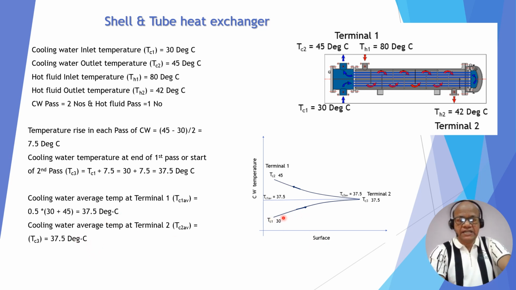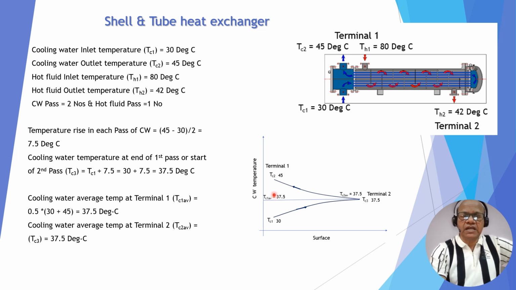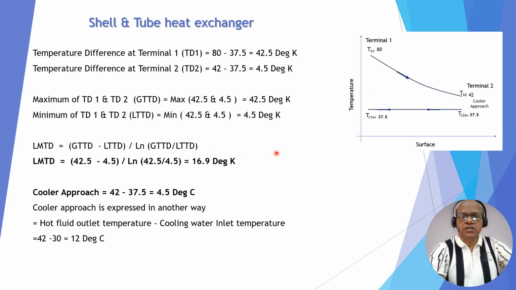You can look at the temperature profile: in pass 1 the temperature rises like this, then again rises like this. So at terminal 1, if you take the average, it again comes as 37.5. This is why at terminal 1 and terminal 2 the cooling water temperature is the same, 37.5. Now again you have to see the temperature profile for the cooling water, and this is the hot gas profile. This is a straight line, because both terminals have the same temperature for cooling water.